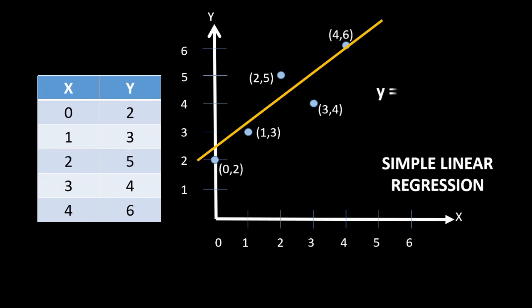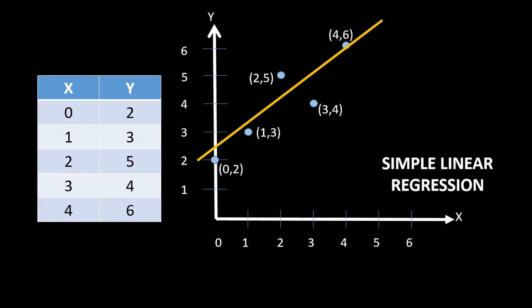This line's equation is of the form y equals aX plus b, where small y represents the predicted output. The term a represents the slope of the given line, and the term b represents the y-intercept of the line, that is, the point where this line intersects the y-axis as shown here. This is the simple equation of a straight line which you must have dealt with in your high school or secondary school.